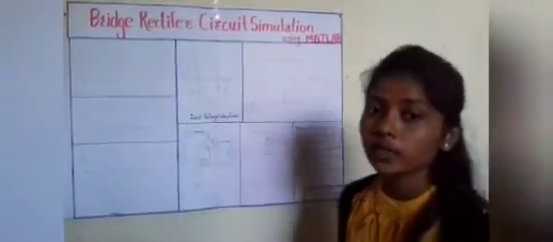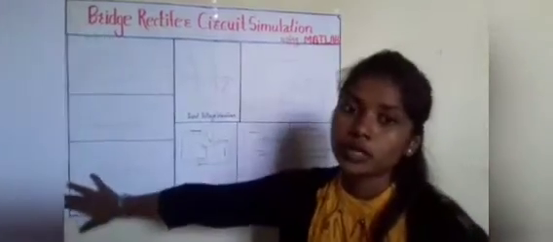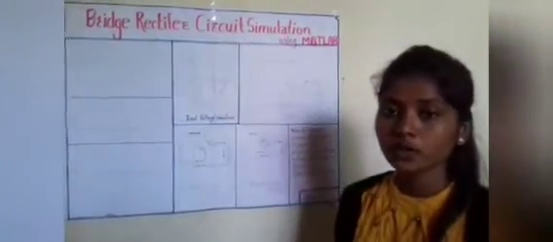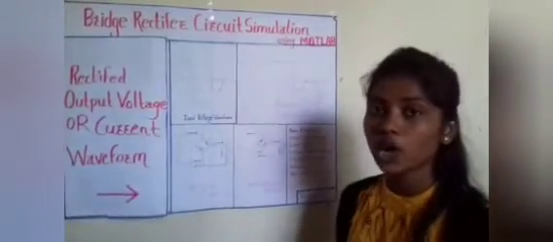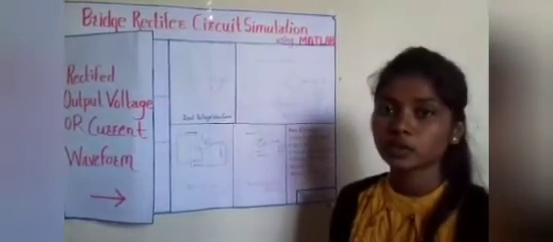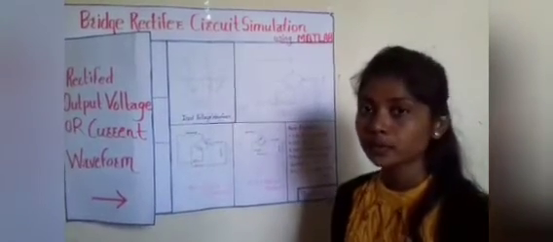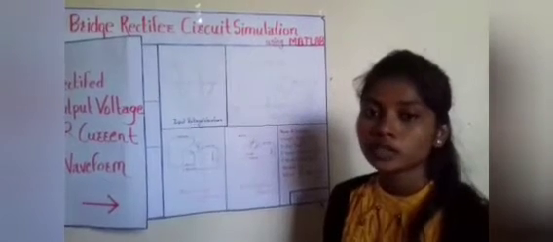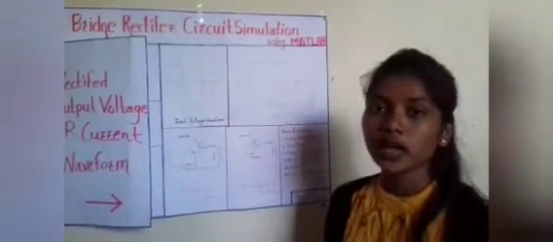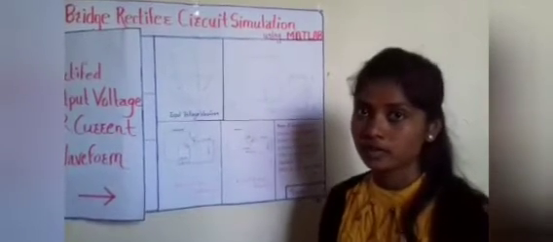A full wave rectifier can be constructed in two ways. The first method makes use of a center tapped transformer and two diodes. The arrangement is known as a center tapped full wave rectifier. The second method uses a normal transformer with four diodes arranged as a bridge. This arrangement is known as a bridge rectifier.